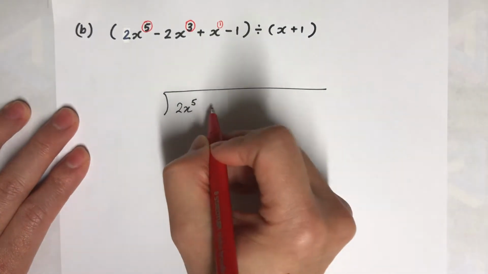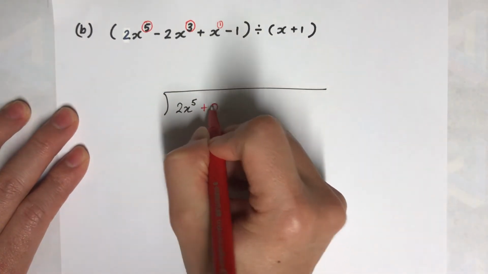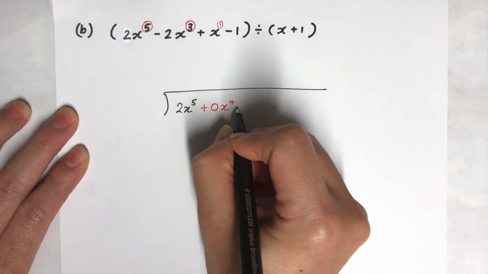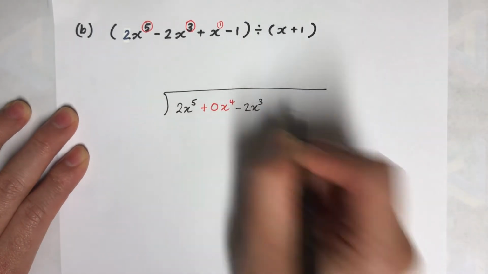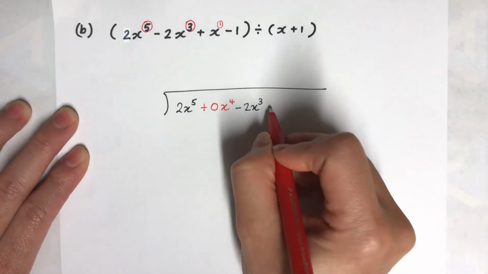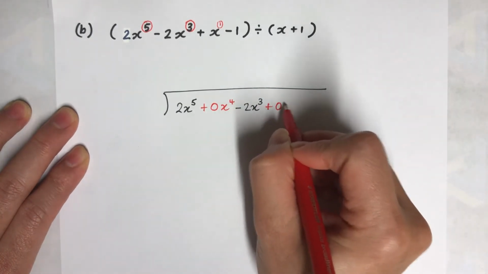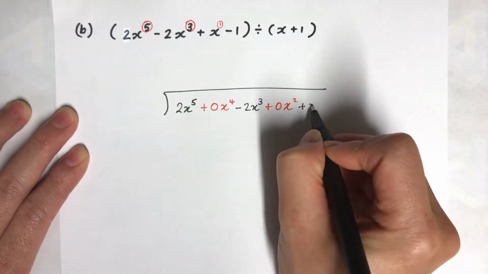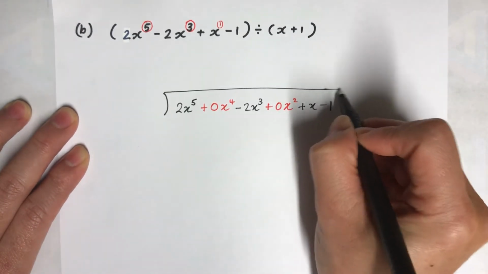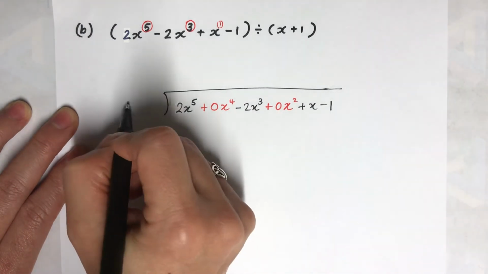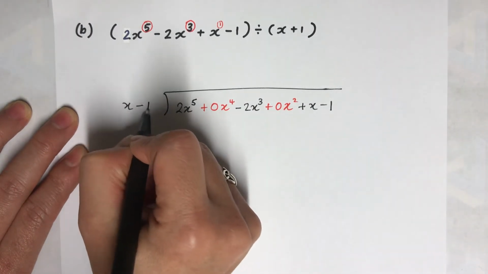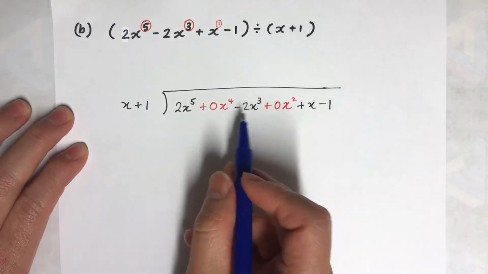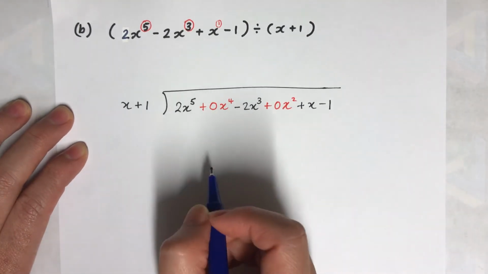The power of 4 is missing, so I'm going to just write it as 0x to the power of 4 here. Okay, and then I'm going to continue with what I've got. And then also there's a power of 2, isn't it? Square is missing. And then I'll just continue like that. Okay, and then I'll just put my divisor plus. So be careful when you're missing terms, make sure you put that in as a 0 term, okay?